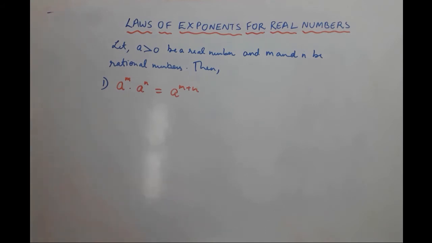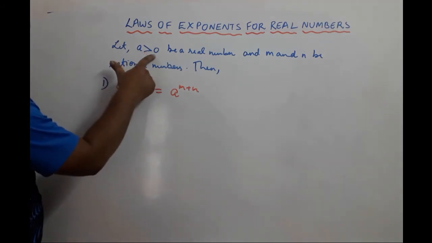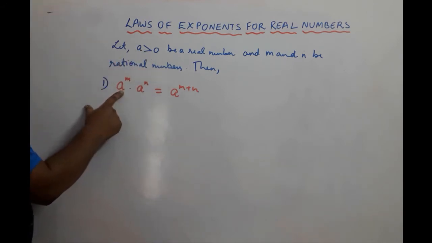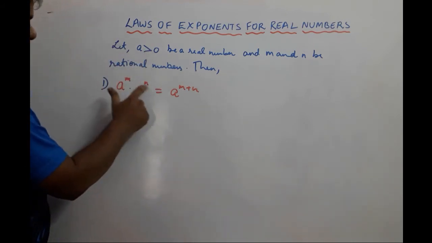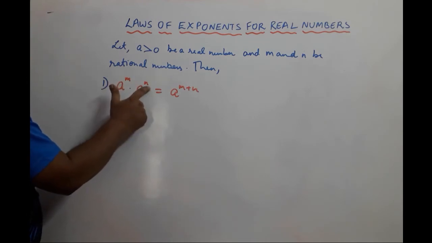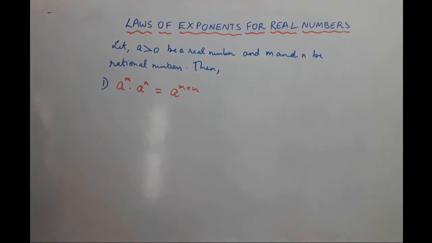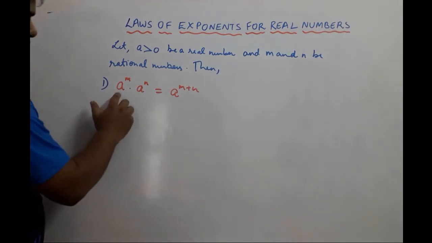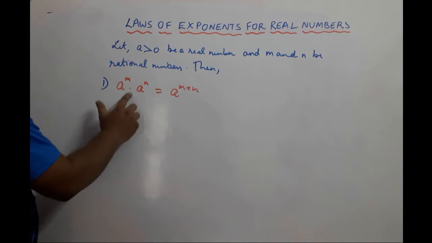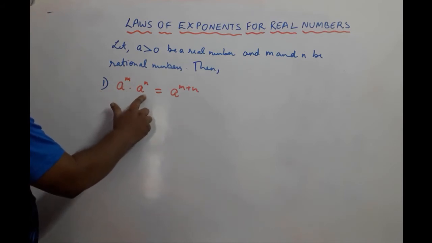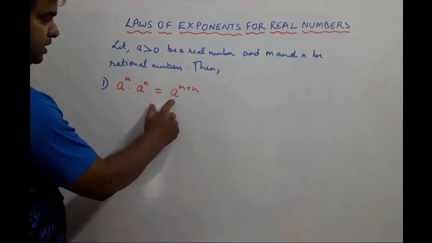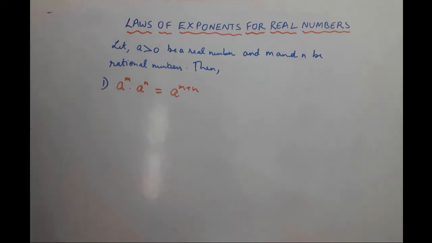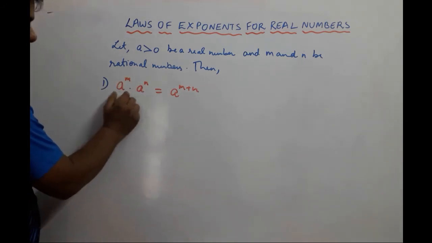What is the basis of this law? That a should be greater than 0. It should be a real number, so it cannot be an imaginary number. Secondly, m and n, the powers or the exponents, should be rational numbers, so they cannot be irrational. In this case, when a raised to the power of m multiplies with the same base but with a different power, then it is equal to a raised to m plus n. So the powers get added when the bases are multiplied.